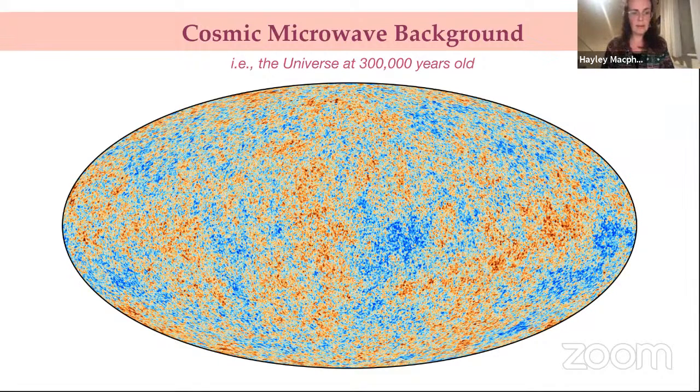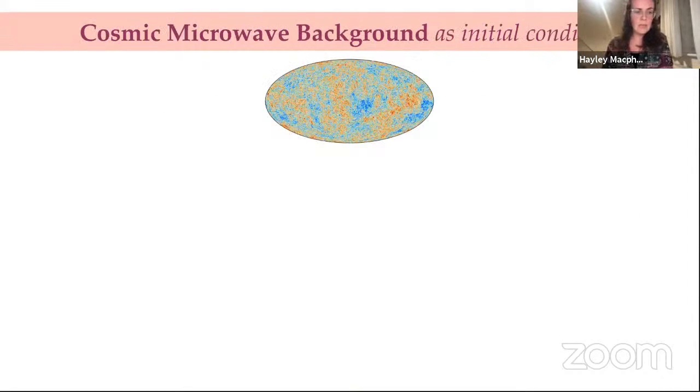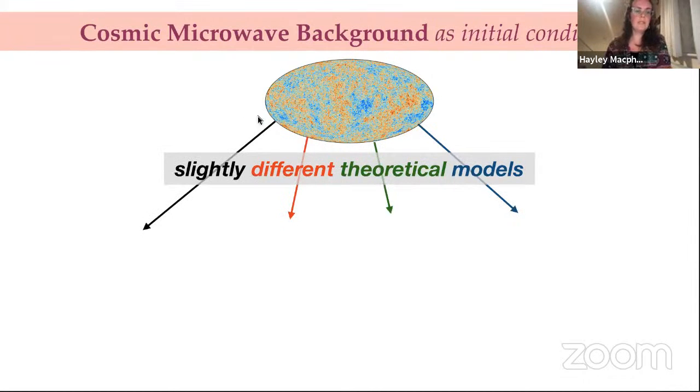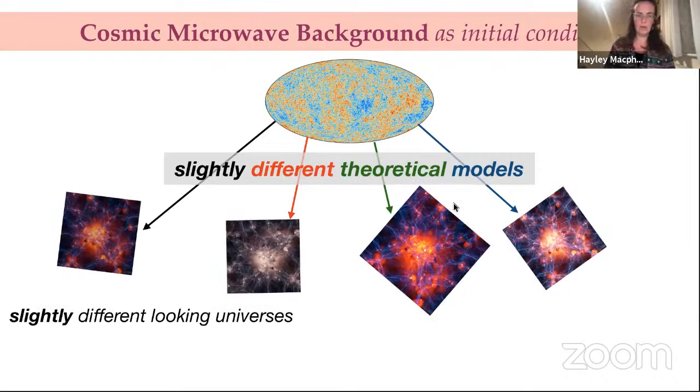It's a picture that tells us what the universe was like when it was only 300,000 years old, and that's young, trust me. As we measure this radiation today, it's traveled through the entire history of the universe, and it tells us a lot about what the universe was like in its early days. So what we generally do is we use the CMB to start our cosmological simulations. So we set up initial conditions that look like the CMB, and then we can run our simulations using several slightly different theoretical models. And each of these have slightly different sets of equations, and therefore we will get slightly different looking universes out at the end of each simulation.